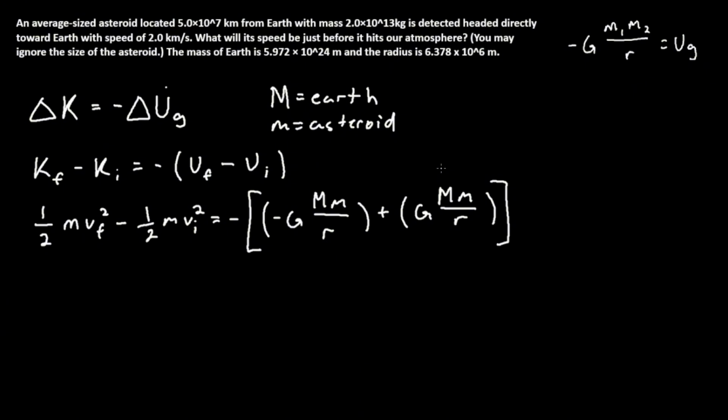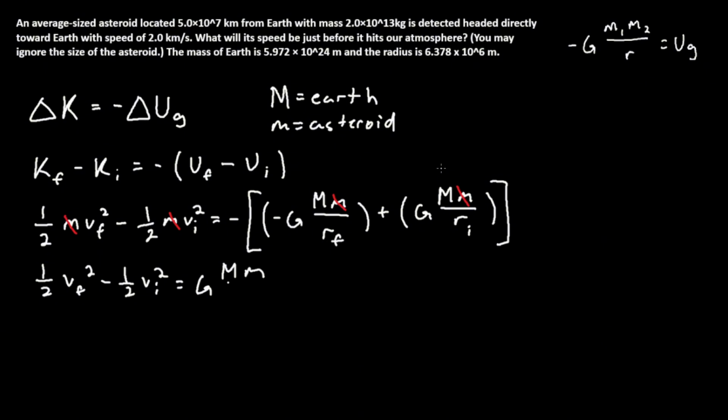What we can actually do is isolate vf here. But before that, it turns out we can cancel out mass in each of these terms. Each of these terms in this equation has little m, the mass of the asteroid. That's why we can just ignore it. So if we rewrite this equation as 1/2 vf squared minus 1/2 vi squared is equal to, and let's distribute the negative here, positive G big M. Sorry, this is final distance and this is initial distance.